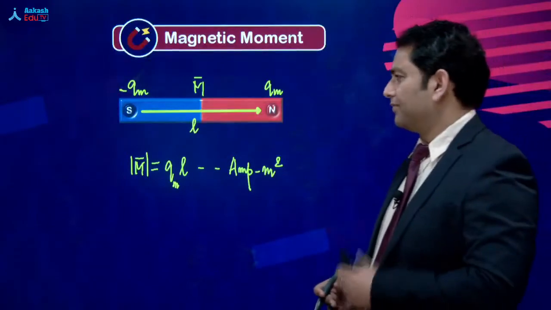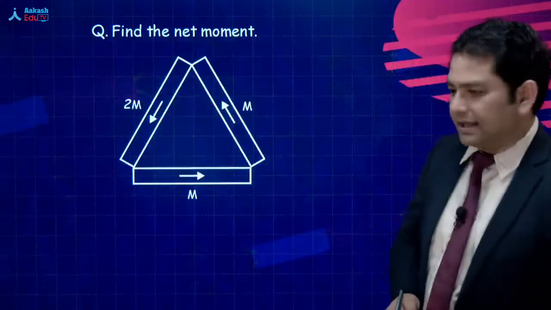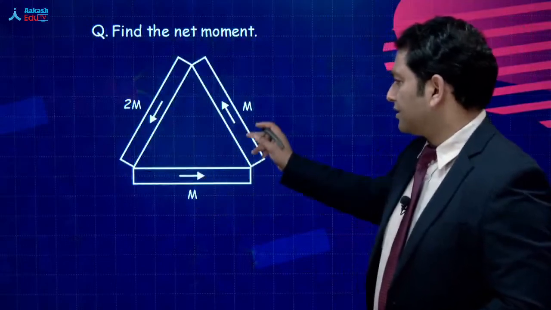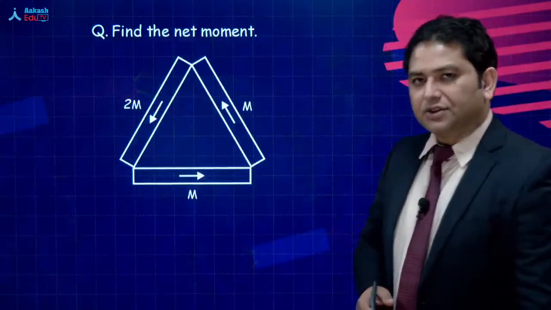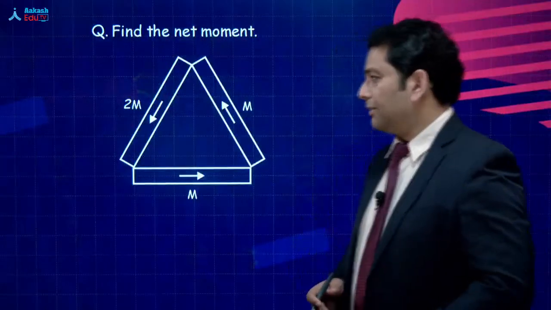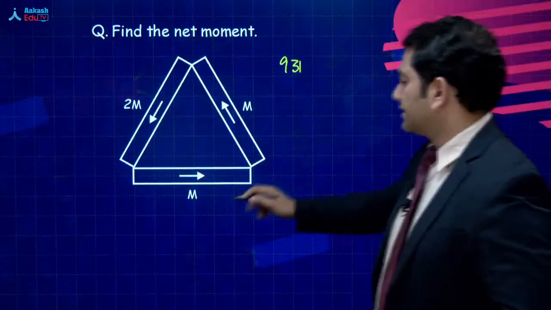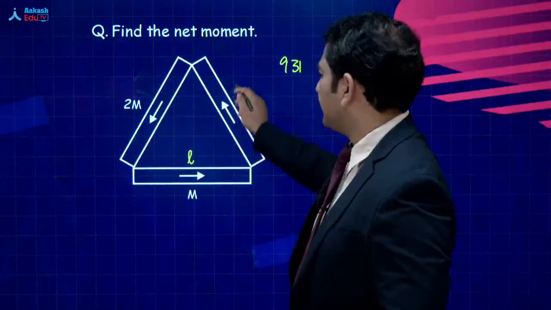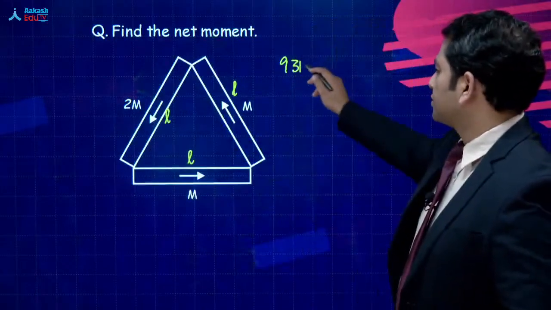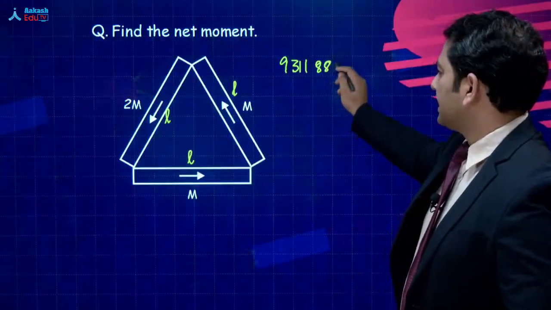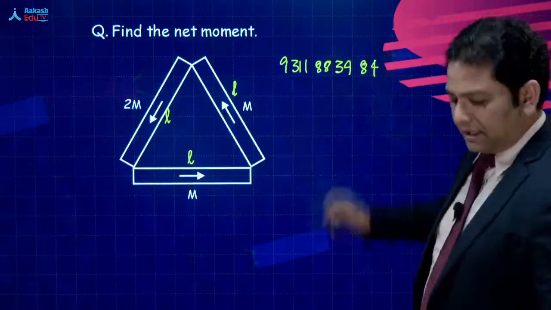Let's have a question. Here's a question to you. Find the net moment. You got to find the net moment. This is m, this is m, this is 2m. Yes. So this question is for you. आप इसे solve करें and please post your answer. And this is an equilateral triangle. Length L, and length L. Okay. So please post your answer in this WhatsApp number 9311883484.